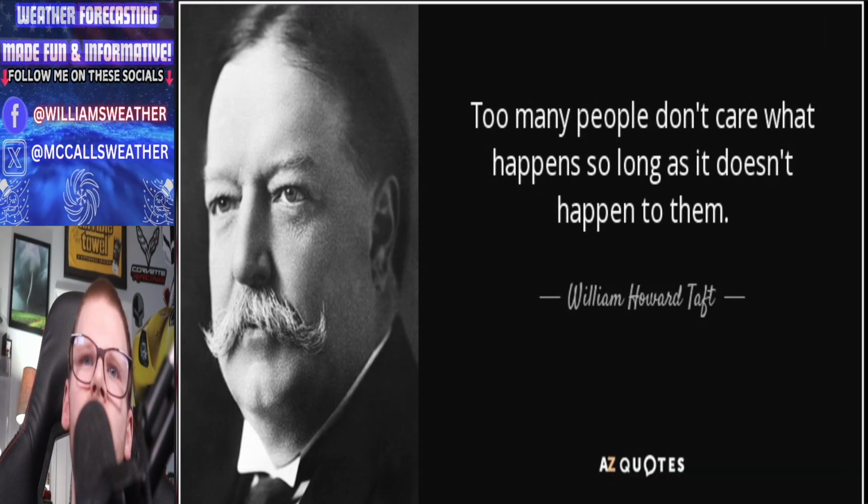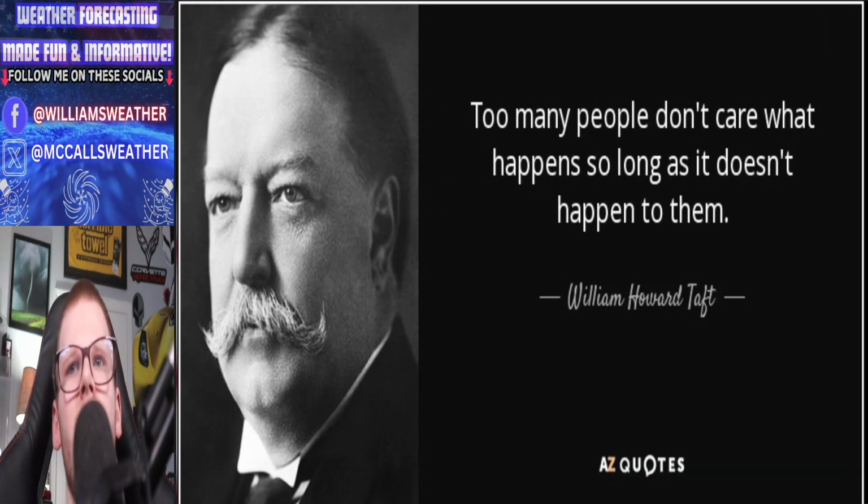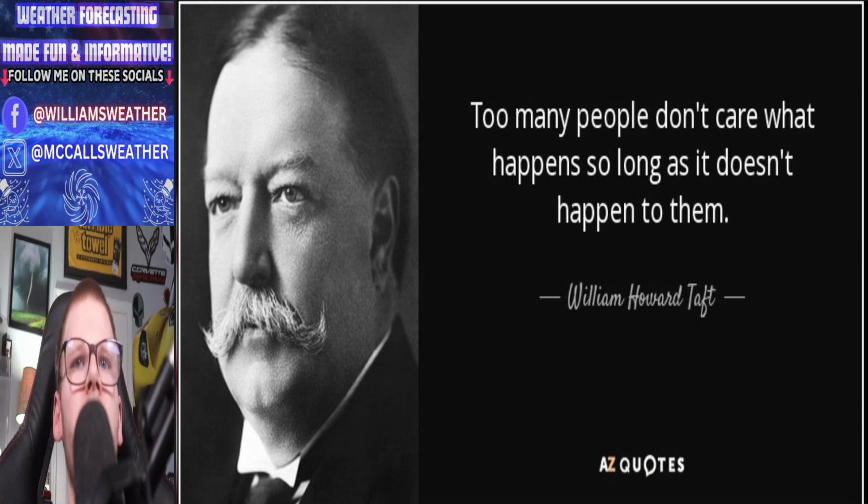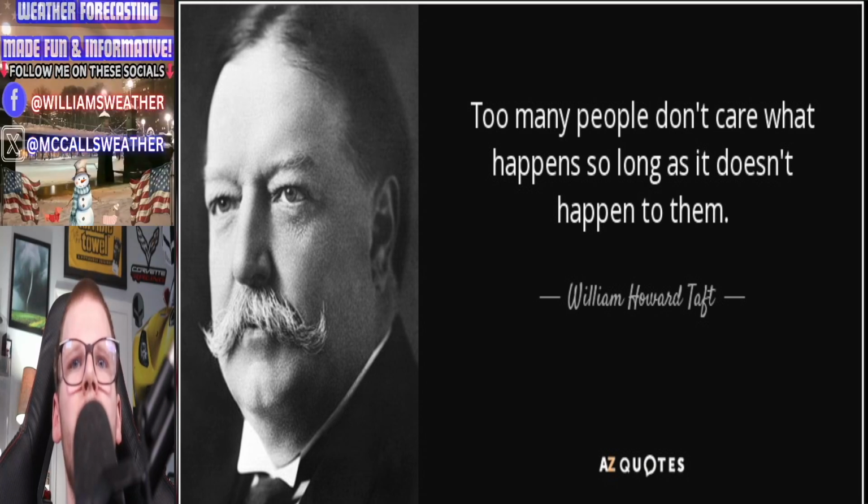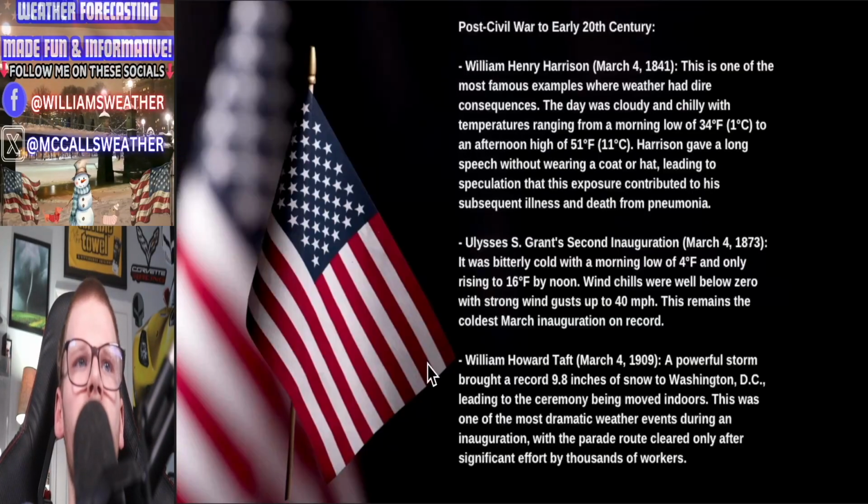William Howard Taft, March 4th, 1909. A powerful storm brought a record 9.8 inches of snow to D.C., leading to the ceremony being moved indoors. This was one of the most dramatic weather events during an inauguration, with the parade route cleared only after significant effort by thousands of workers. They were hard workers back in the day.